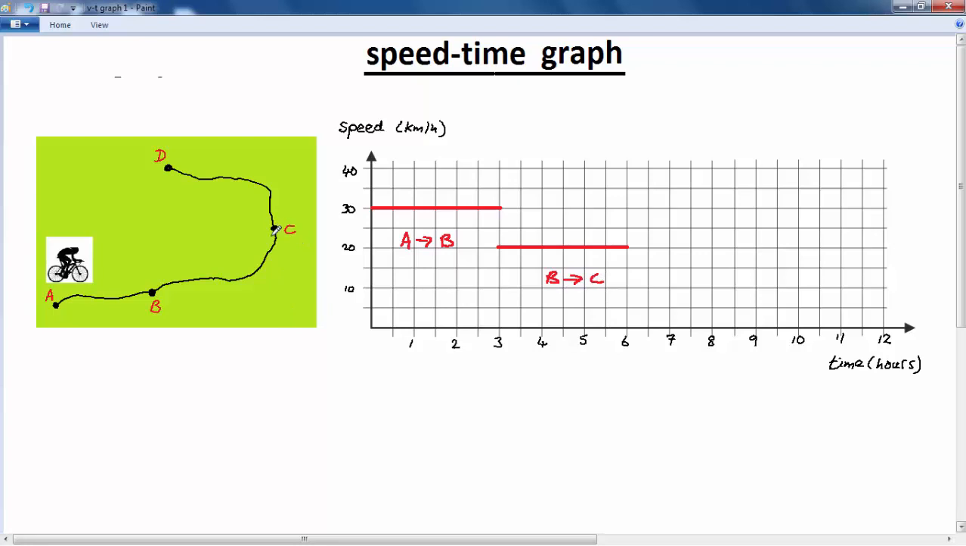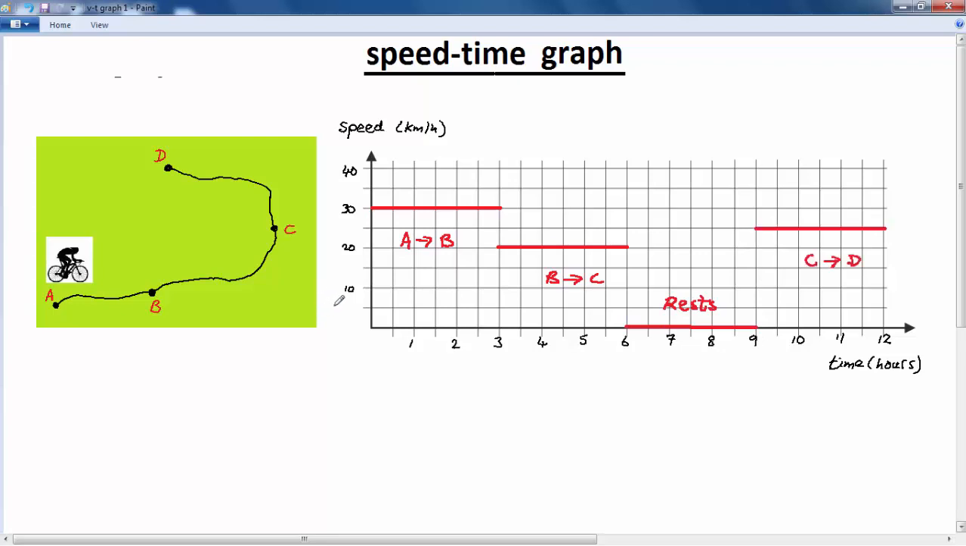Now when she gets to C, she decides to have a rest for 3 hours, and we represent that with a horizontal line at 0 kilometers per hour. In other words, she's stationary during 3 hours. And in the last stage, between C and D, she travels at 25 kilometers per hour.